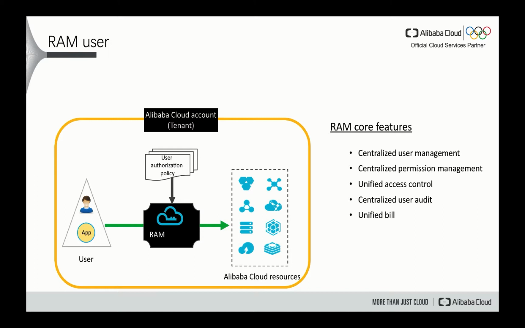Okay, RAM user. From this chart, the RAM user is one logical user, and through the whole RAM functionality, RAM will check the user's policy about what it can do, where it can go, and how it can manipulate different resources. So it reflects RAM's core features, like the centralized user management and permission management we just talked about.